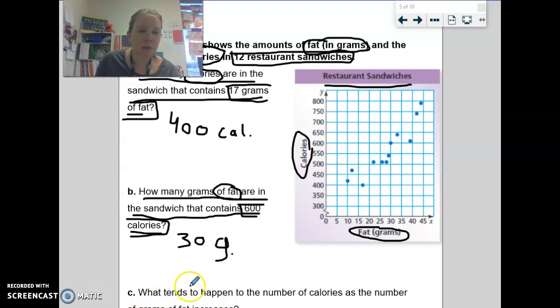So the question is asking what tends to happen to the numbers of the calories as the number of grams of fat increases. So what is happening to the calories? What's happening to your calories as your fat increases? All right, well, let's take a look at your fat amount as it increases. Okay, what's happening to the amount of calories?